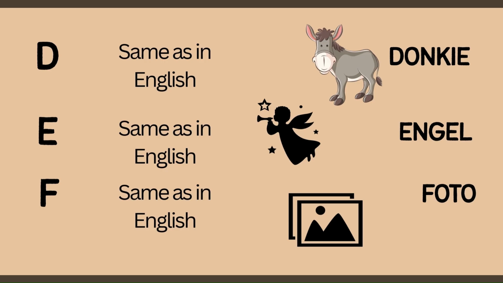The E, we also say the same as in English. Think of the word elephant. E. The example we have, angel in Afrikaans is called engel. Let's say the word one more time. Engel. Our F, we also say the same as in English, as in fairy. The example we have in Afrikaans, we call a photo foto. Foto.